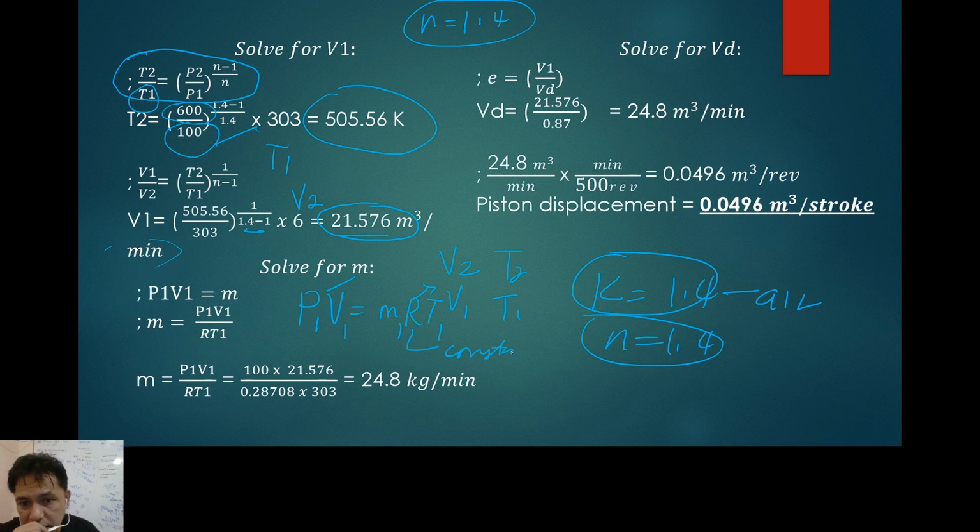This is a constant we can get from anywhere, from the internet, from books, everything. T1, we already have T1. Where is our T1? Given, right? 30 degrees centigrade, which is 303, because we add 273, it becomes 303. So all we have to do is to plug in. P1 is this. V1 is that, no? Then R is universal, no?